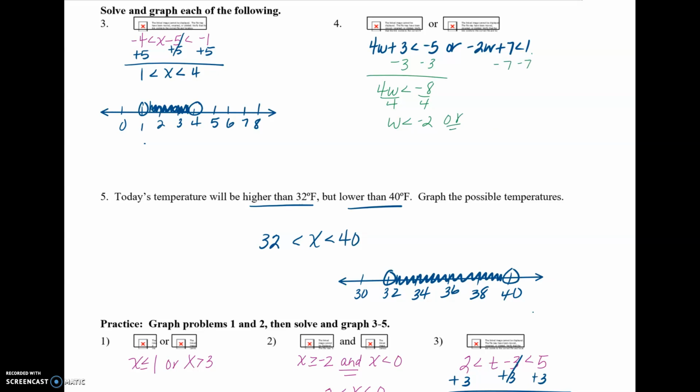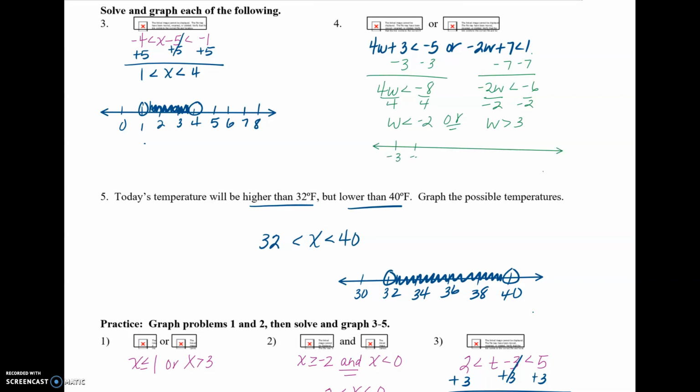let's go ahead and subtract 7. And we get -2w is less than -6. Let's divide by a -2. That's going to switch our inequality to w is greater than 3. Let's see what this looks like.